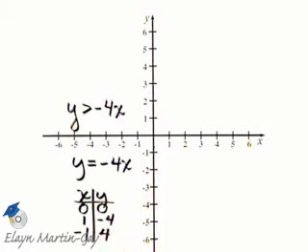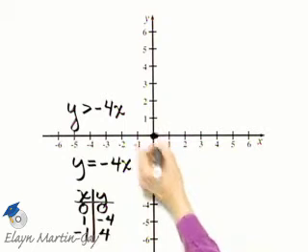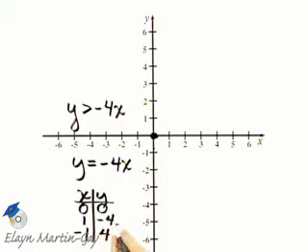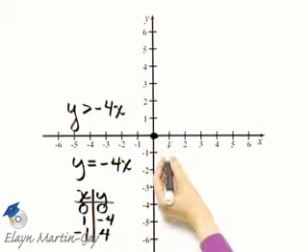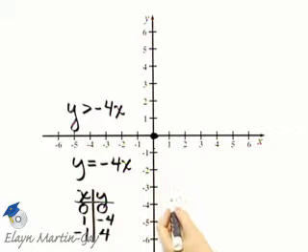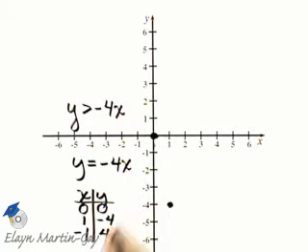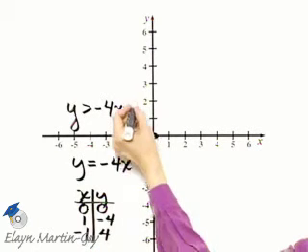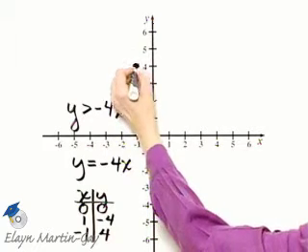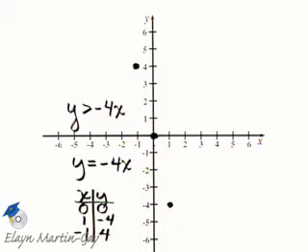Now let's plot these three ordered pair solutions. 0, 0; 1, negative 4. That's 1 to the right, and 1, 2, 3, 4 down. And then negative 1, 4, that's 1 to the left, 1, 2, 3, 4 up. Notice these 3 points all lie along the same line.